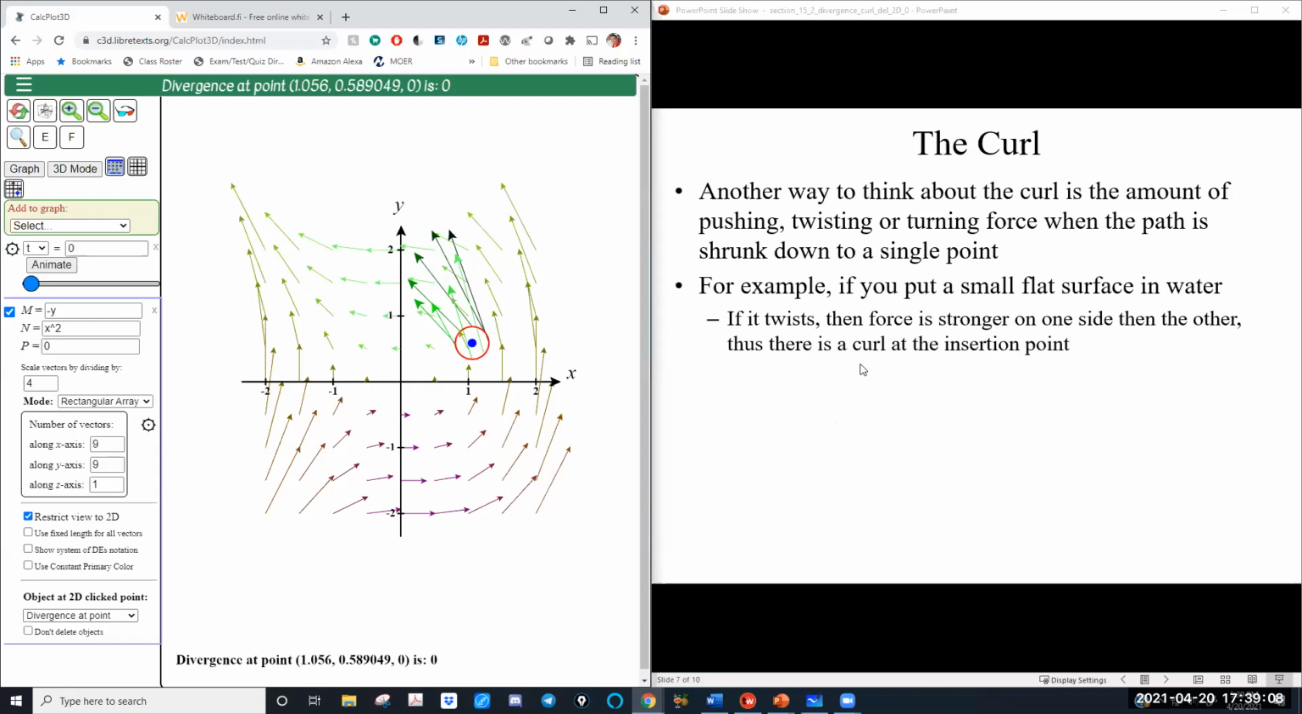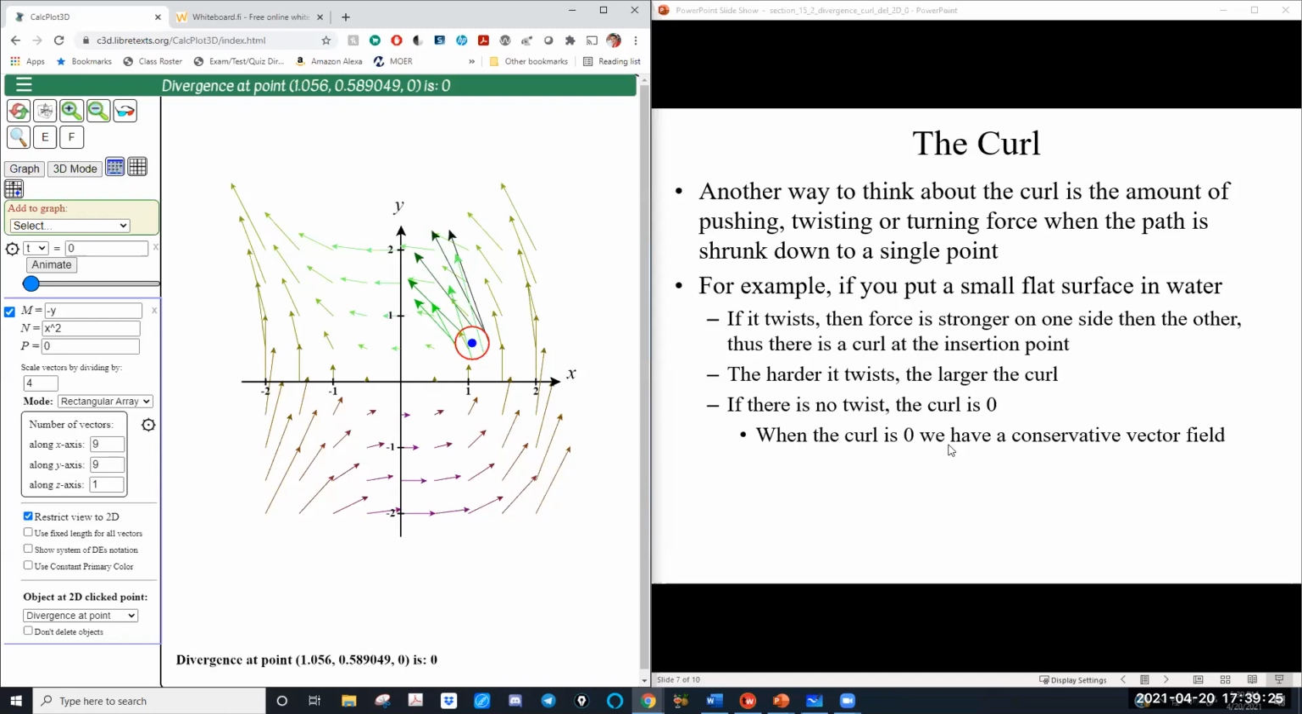It would cause that paddle to rotate. The harder the twist, the larger the curl. Now, if there's no twist at that point, the curl is 0.